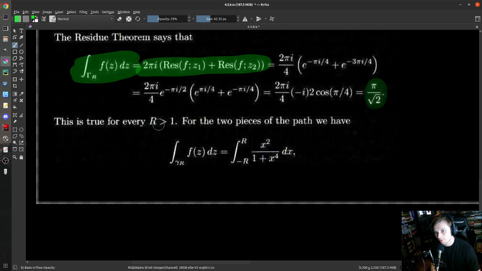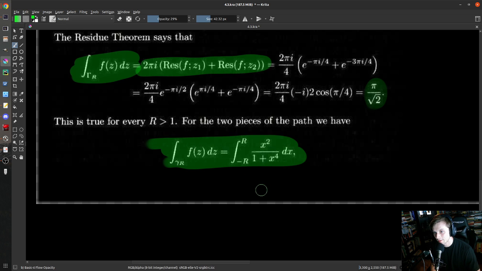So that's true for every r greater than 1. So for the two pieces of the path, over gamma, the integral of f of z dz gives pi over root 2.